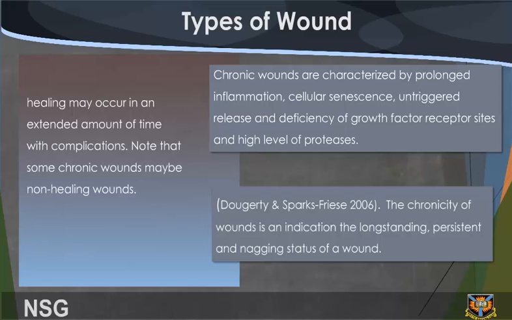Chronic wounds are characterized by prolonged inflammation, cellular senescence, untriggered release and deficiency of growth factors and receptor sites, and a high level of protease (Dougherty and Sparks, Fries, 2006). The chronicity of wounds is an indication of the long-standing, persistent, and lagging status of a wound.